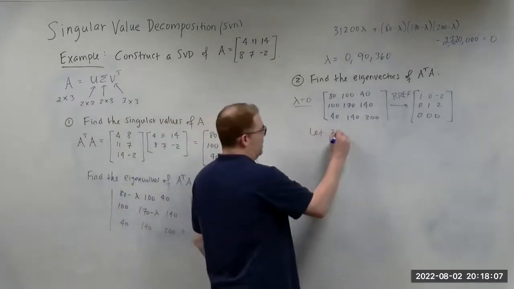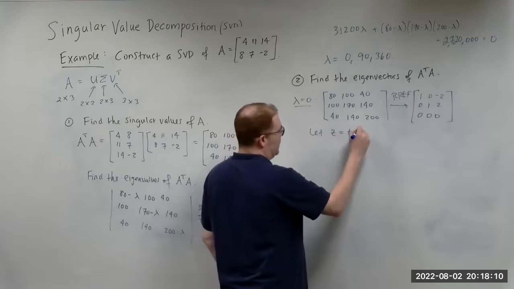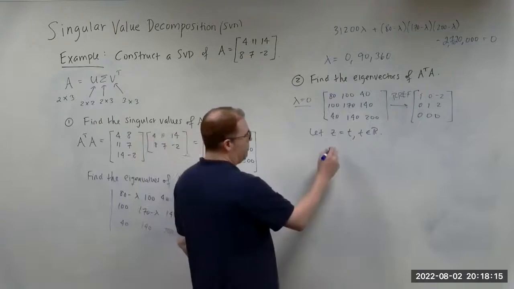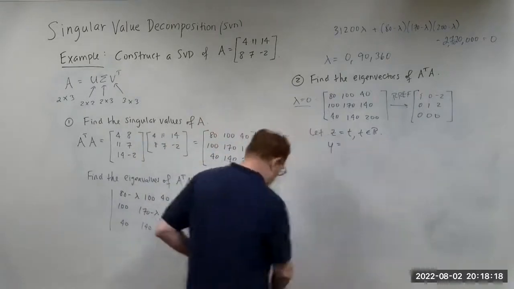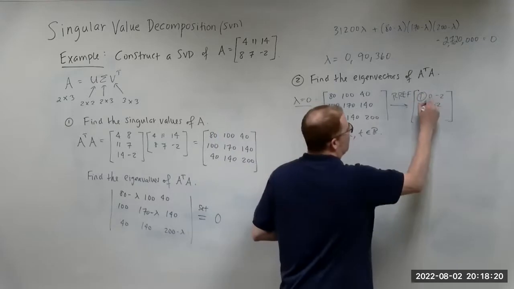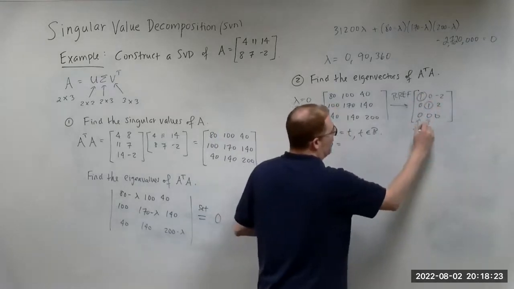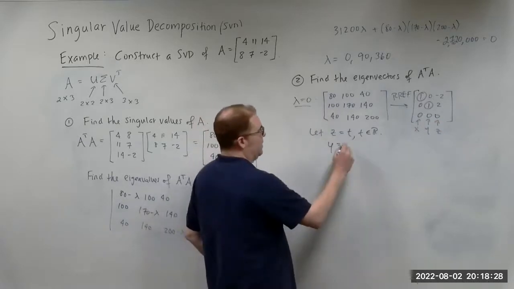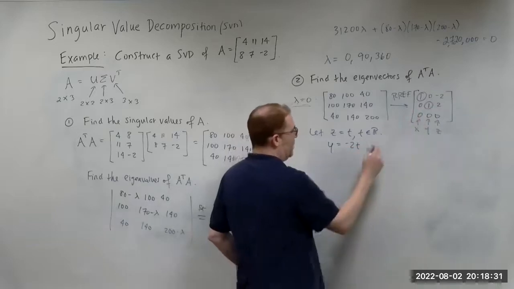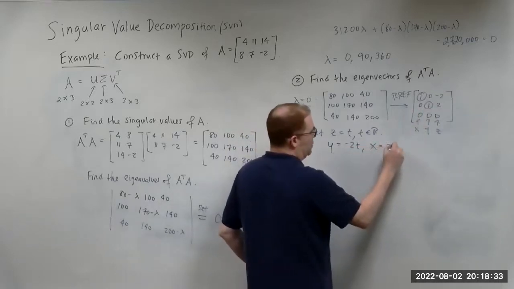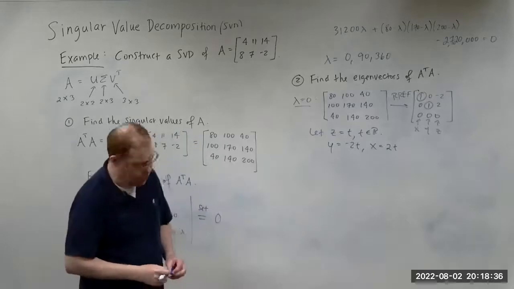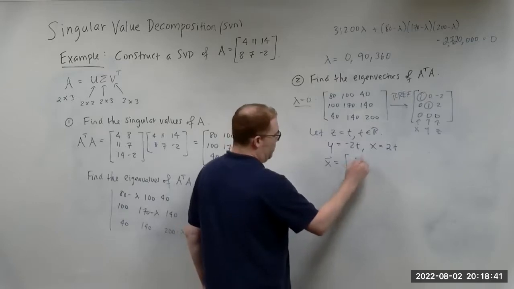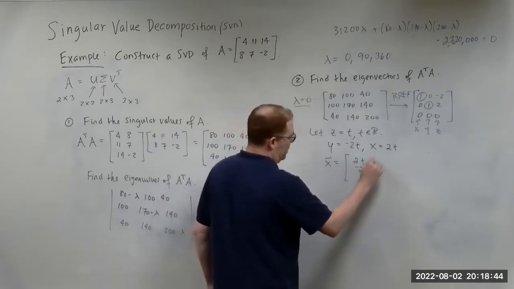So we let z be equal to t, where t is some real value. And then y. Going back here, these are our basic variables, x, y, and z. So z is going to be equal to t, y is going to be equal to minus 2t, it's coming from here, and then x is equal to 2t. So now we have 2t, minus 2t, and t.